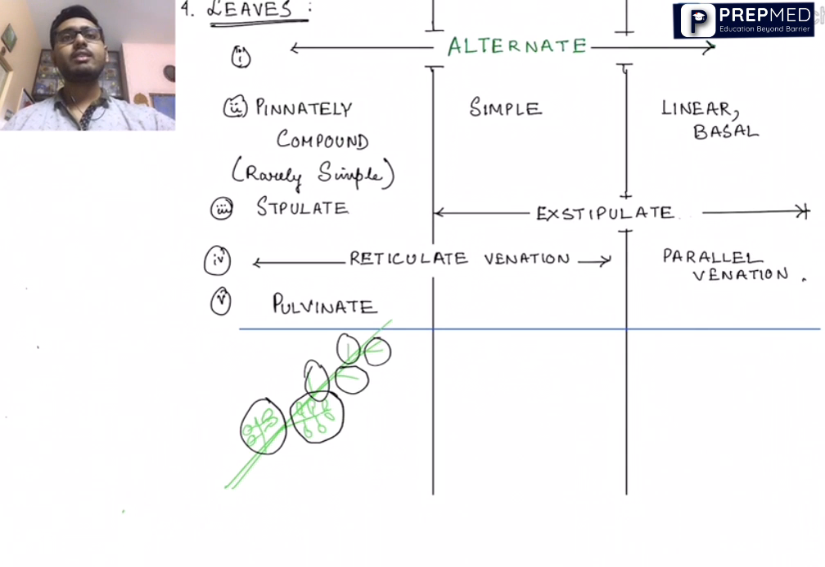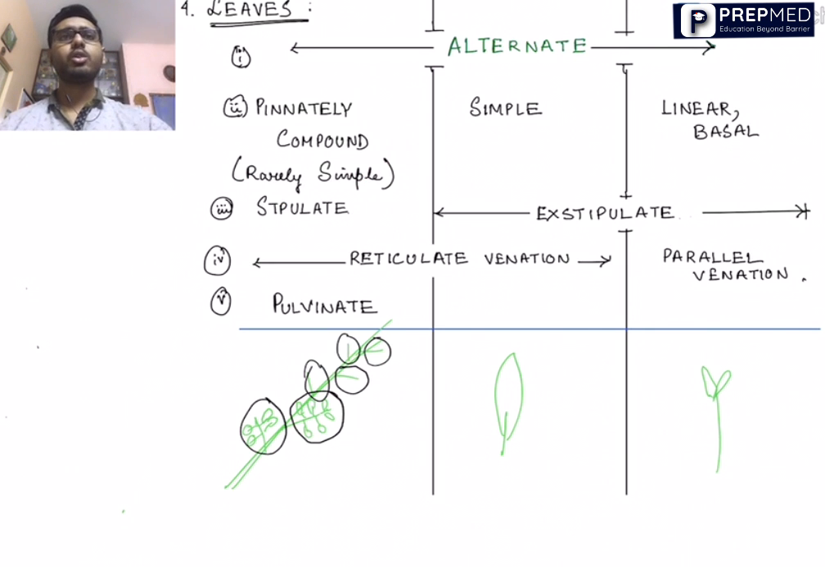So the leaves are simple in Solanaceae. So this is a simple leaf, and these are basal and linear in Liliaceae. Fabaceae can also be rarely simple, which is very rarely found.